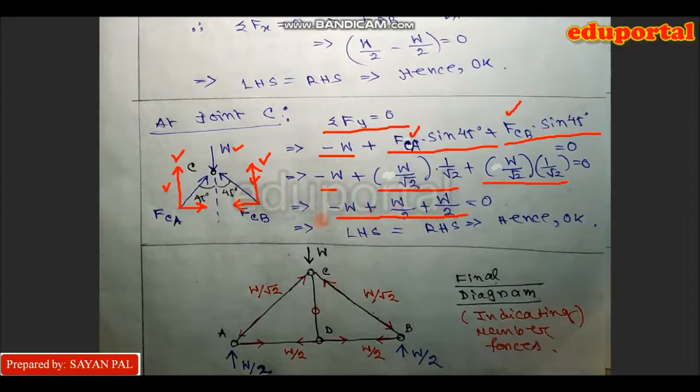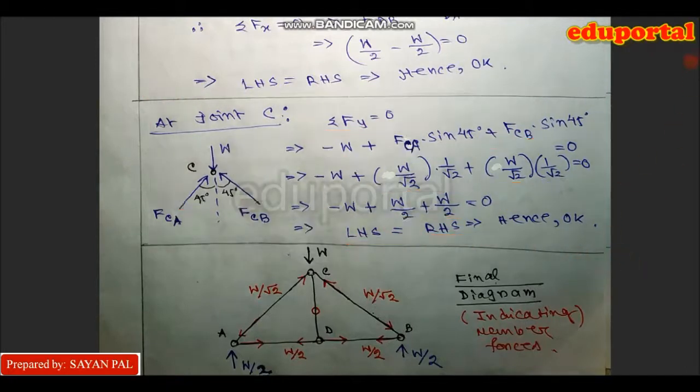So left hand side is 0, right hand side is 0. So LHS is equal to RHS. That means what you have done is correct. So the member forces that you have got are correct.